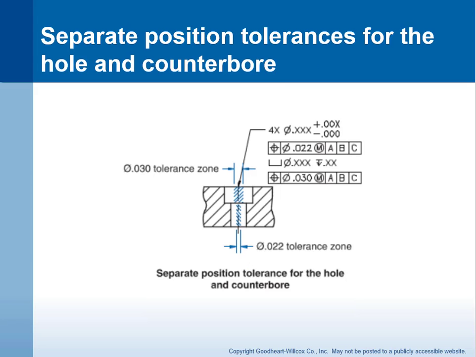Here we have separate position tolerances for the hole and the counterbore. Okay, so here's our hole, and then we put a position tolerance on the hole, and then here's our counterbore, and then we put our position tolerance on the counterbore. Notice that we're using a greater tolerance zone for the counterbore, but we are using the same datum reference frame A, B, and C.